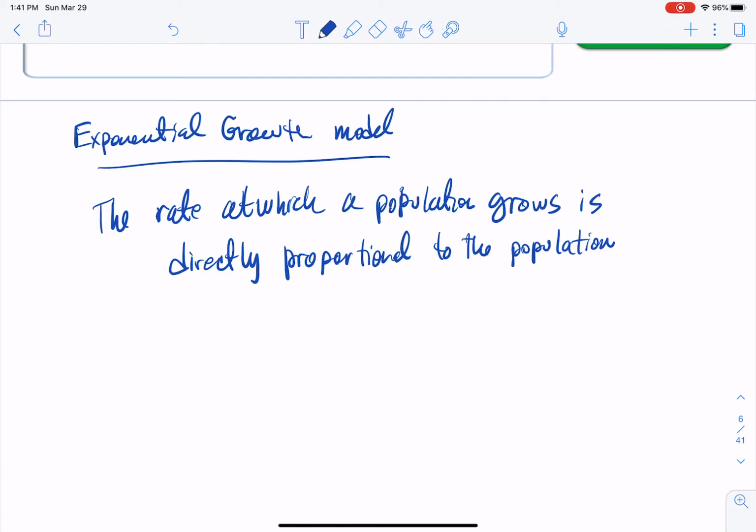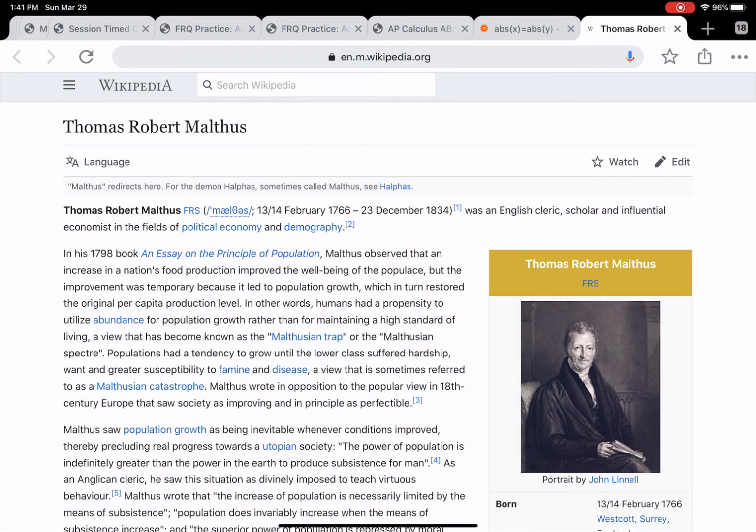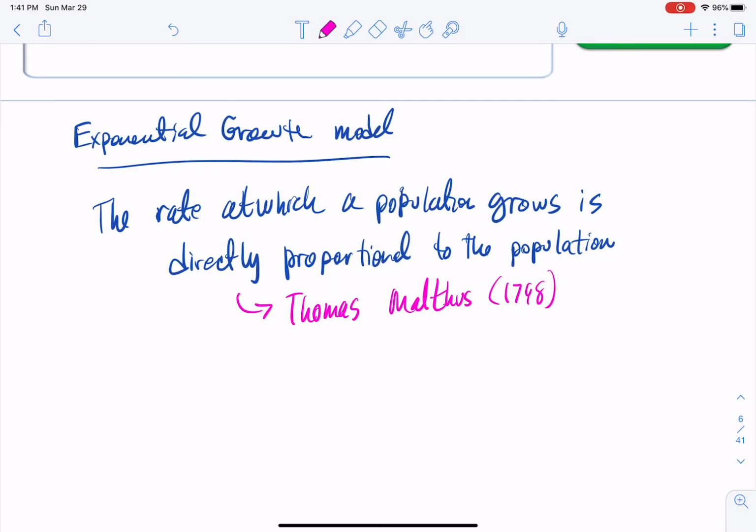So this was first talked about by, I believe his name is Thomas Malthus, in about, I want to say it's 1798. Let's see. I'm going to check that real quick. Bam, there he is. So Thomas Malthus, and it's in this book, An Essay on the Principle of Population. Yeah, 1798. Is that what I said? Oh, I did. I got it right.